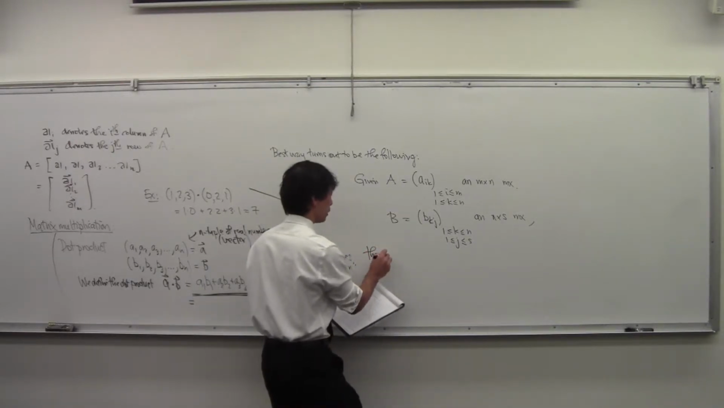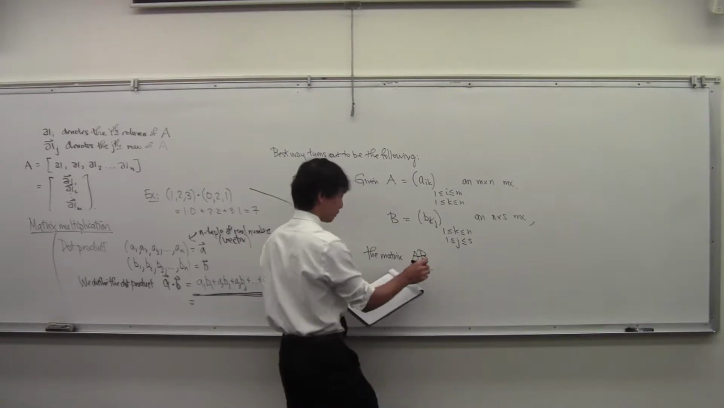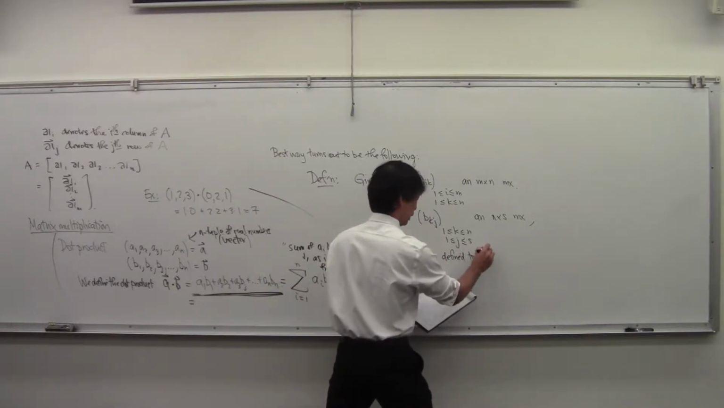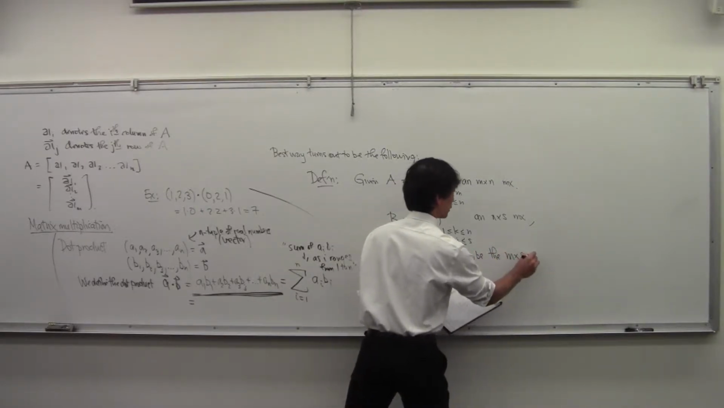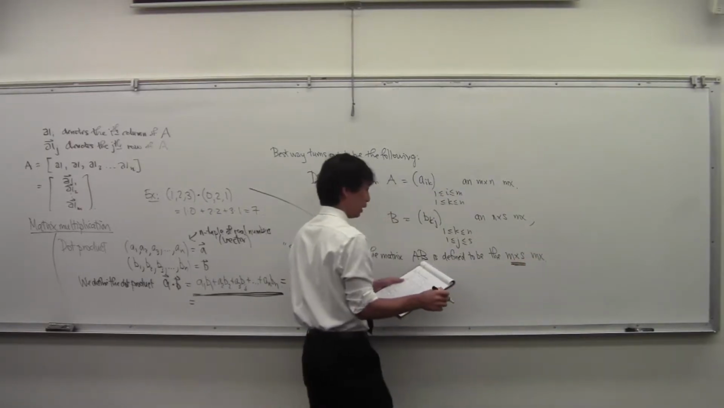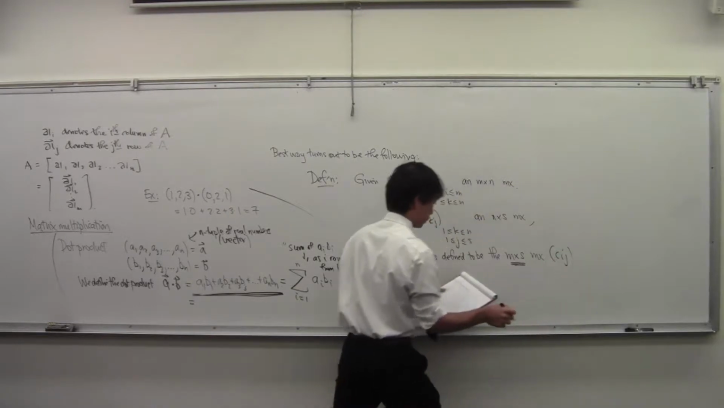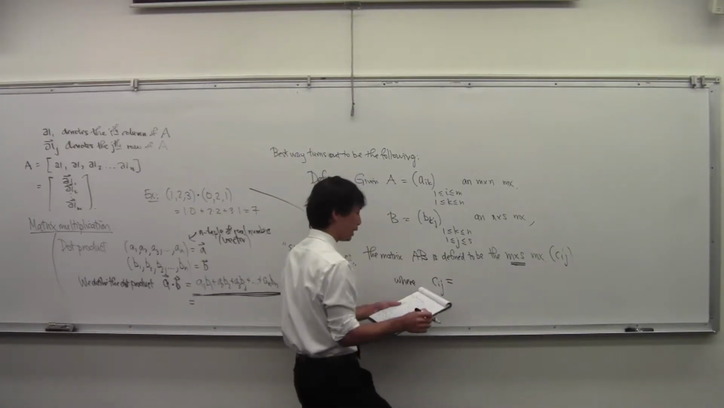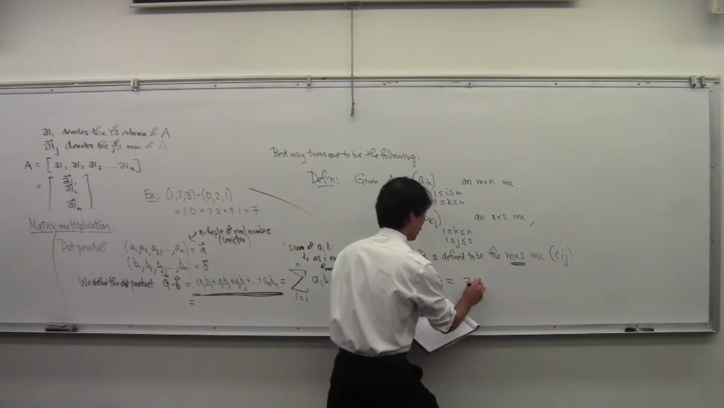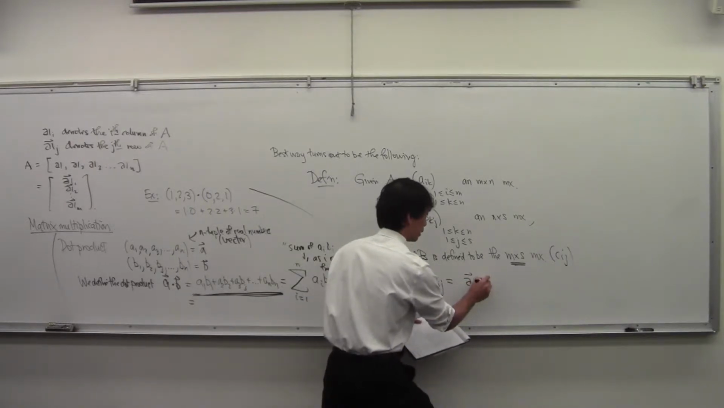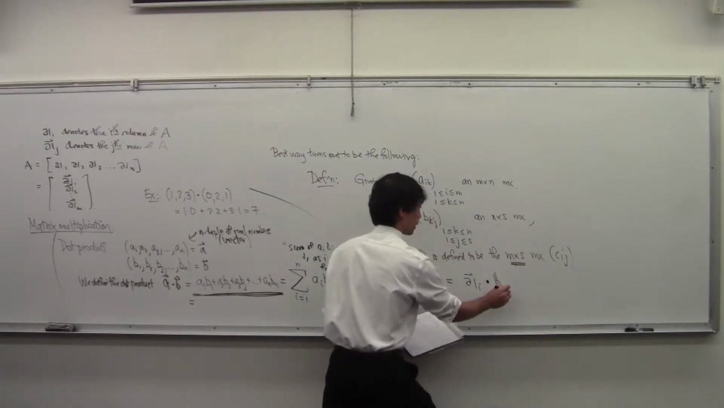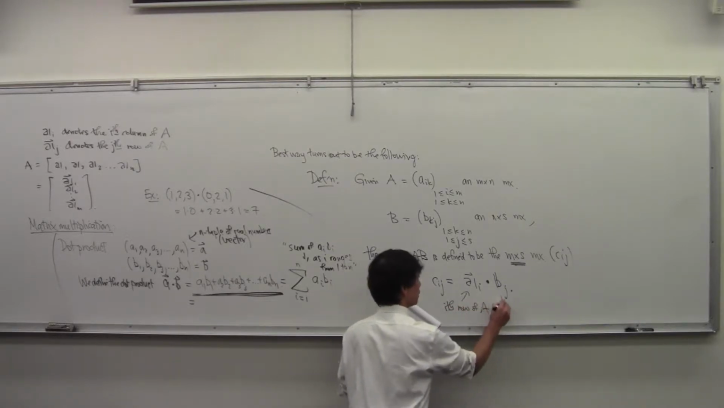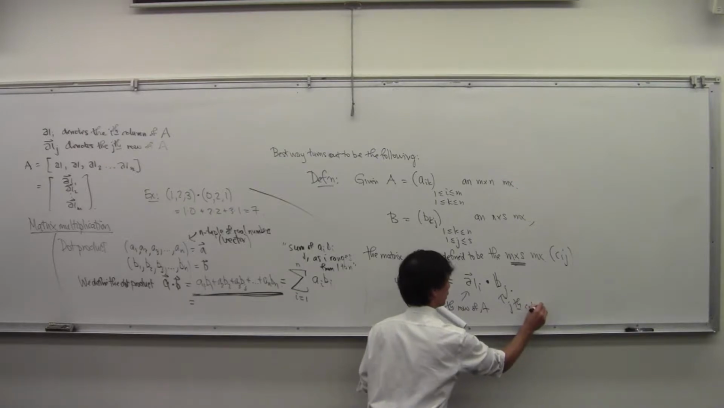The product AB is defined to be the m by s matrix C with entries c_ij, where the ijth entry of the new matrix is the dot product of the ith row of A against the jth column of B. So remember, this is the ith row of A. This is the jth column of B.